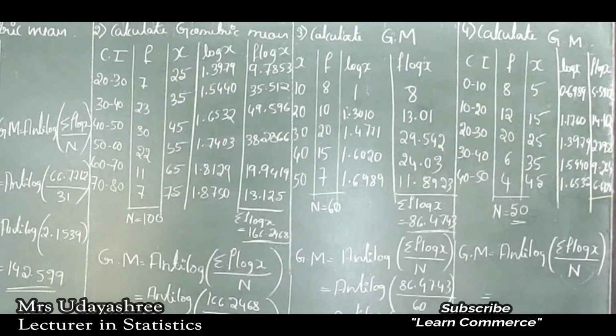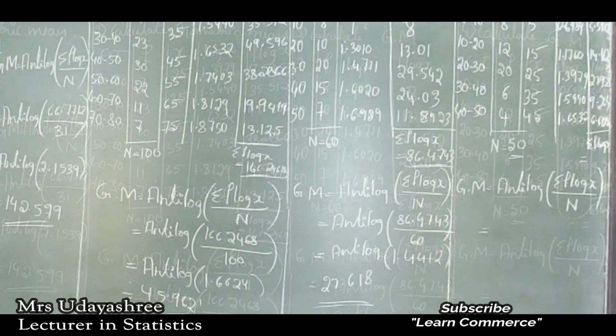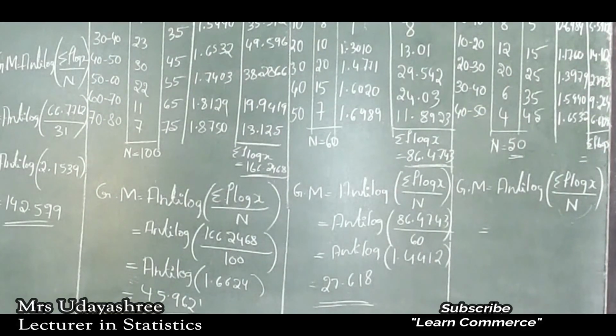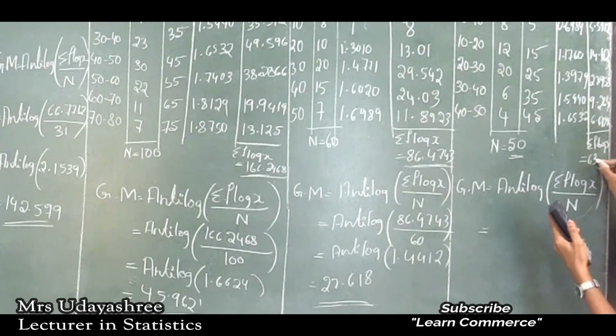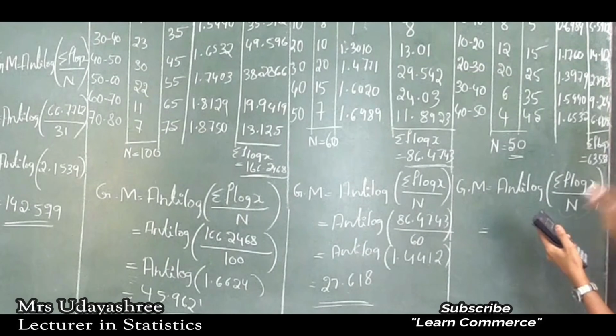So next, based on the formula, we need to calculate the sum of f into log x. That is 5.5912 plus 14.112 plus 27.958 plus 9.264 plus 6.6128. So here we got summation f into log x is 63.538.